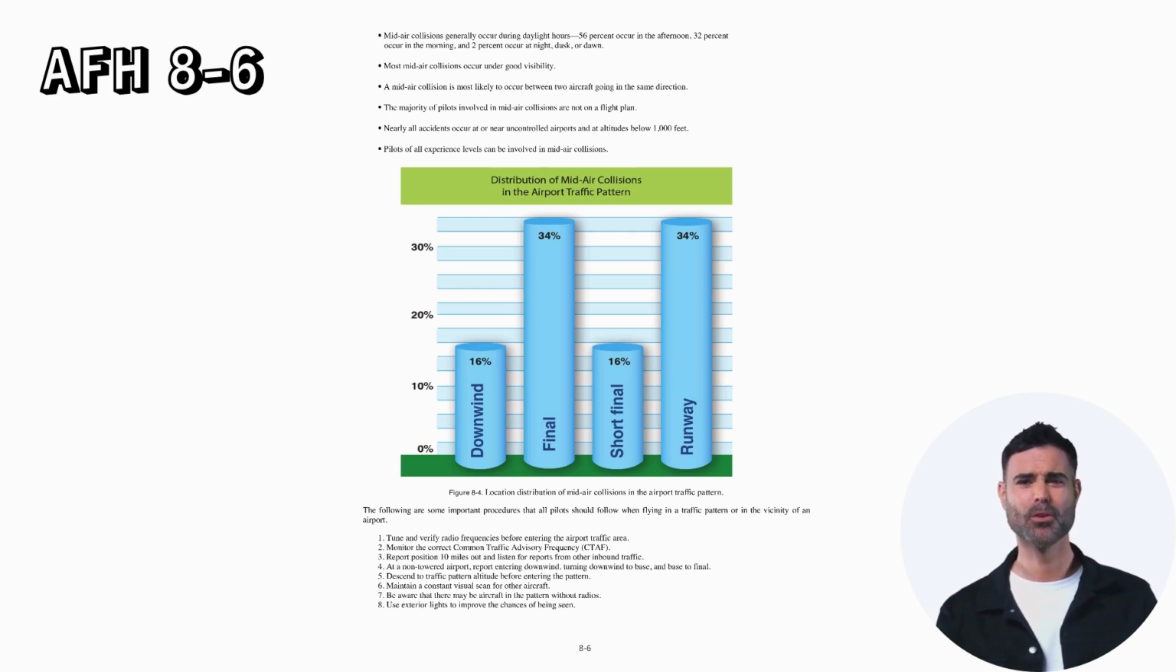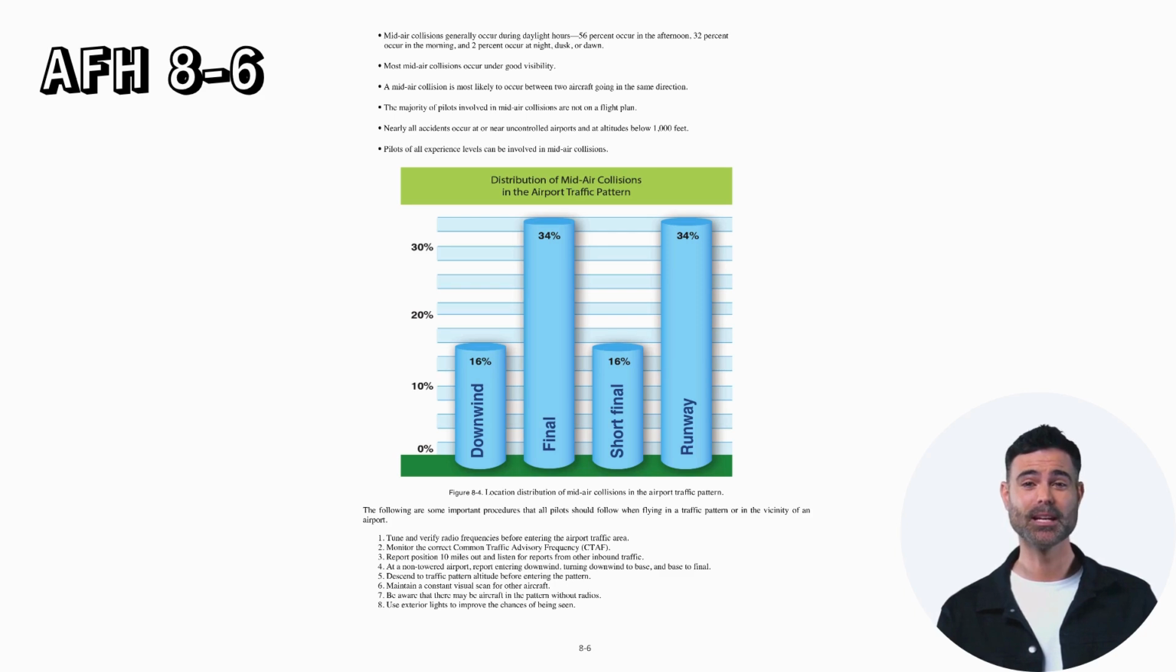1. Tune and verify radio frequencies before entering the airport traffic area. 2. Monitor the correct common traffic advisory frequency. 3. Report position 10 miles out and listen for reports from other inbound traffic. 4. At a non-towered airport, report entering downwind, turning downwind to base, and base to final.